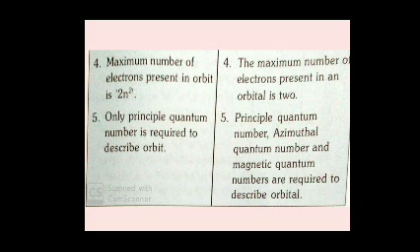The maximum number of electrons present in an orbital is 2. Orbit: only the principal quantum number is required to describe an orbit. But an orbital depends on the principal quantum number, azimuthal quantum number and magnetic quantum number, which are required to describe orbitals.